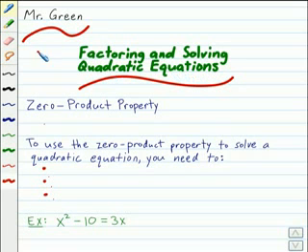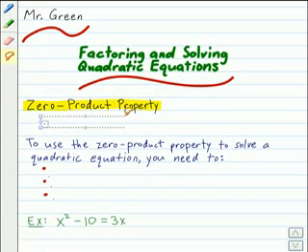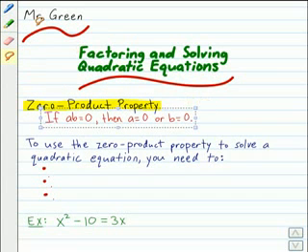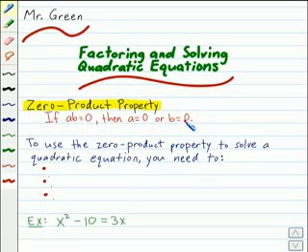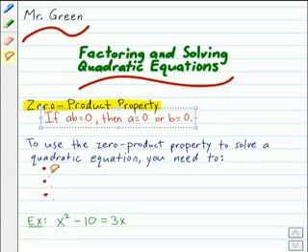In this lesson, we're going to look at factoring and solving quadratic equations. To solve a quadratic equation with factoring, you need to use the zero product property. This property says that if you have a product a times b equals 0, then either a equals 0 or b equals 0. To use this property to solve a quadratic equation, you need to do the following three things.